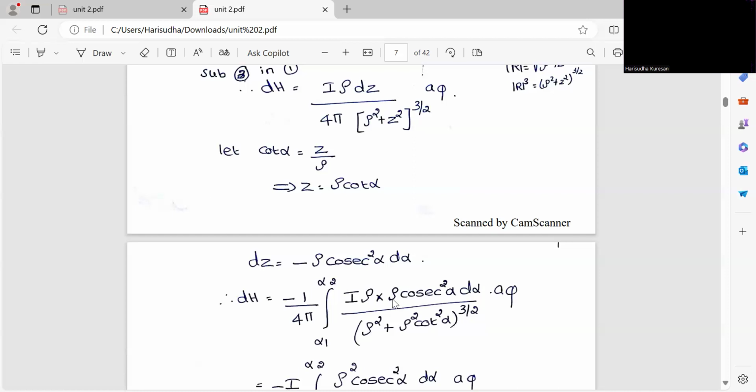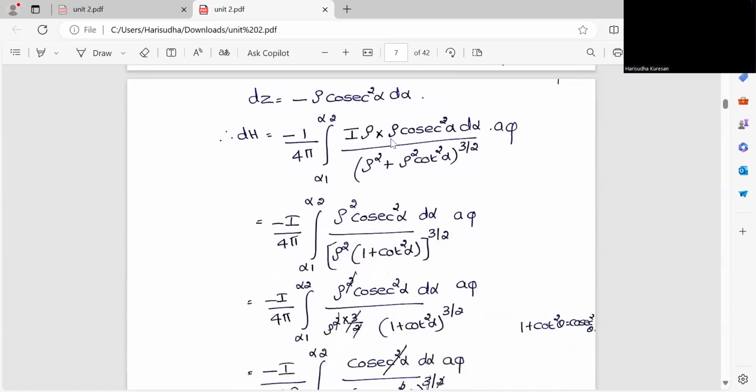So I'll get rho cosecant square alpha d alpha a phi divided by, and in the denominator already 4 pi I have taken outside, and therefore rho square plus z square is there. So rho square plus, instead of z square, I'll just replace with this: rho square cot square alpha, to the power 3 by 2.